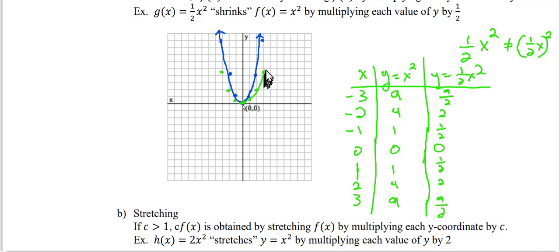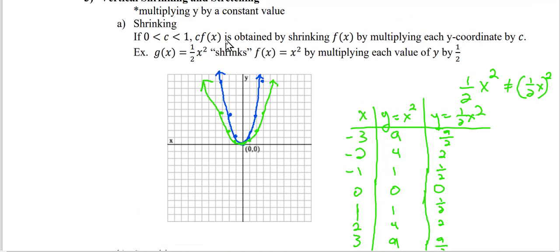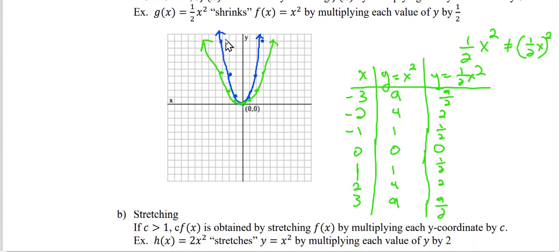So we get this parabola where all of my y values get cut in half, so it kind of lays down. It's a wider parabola. So that's the impact of the 1/2 on the outside. That is a vertical shrink.